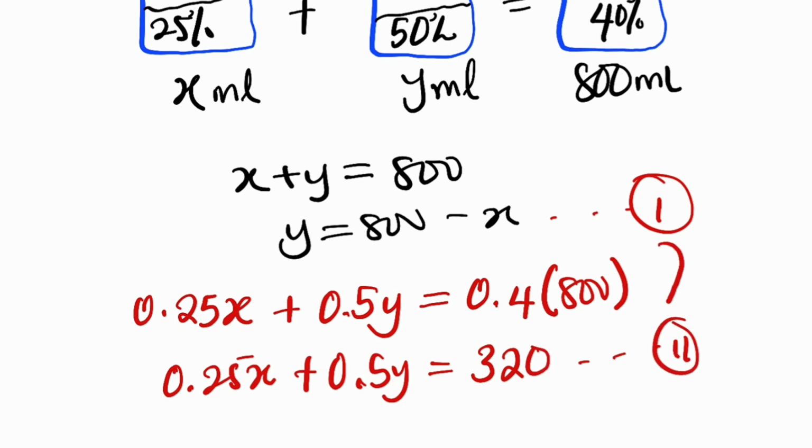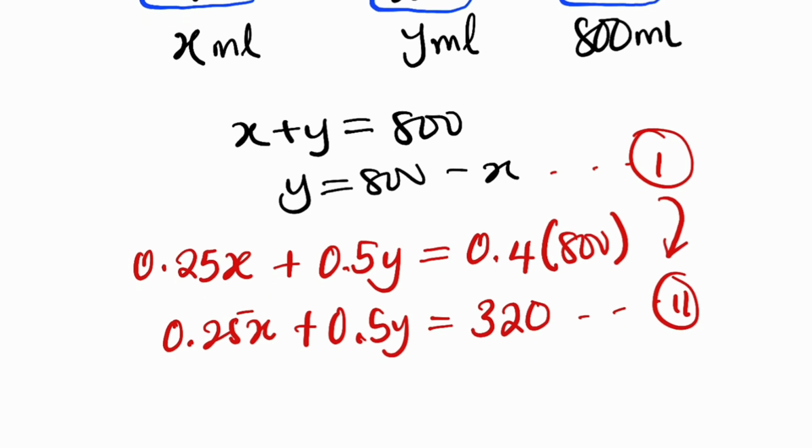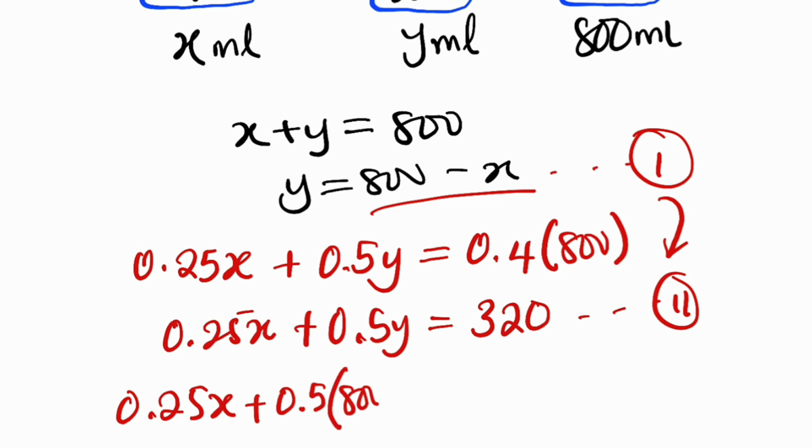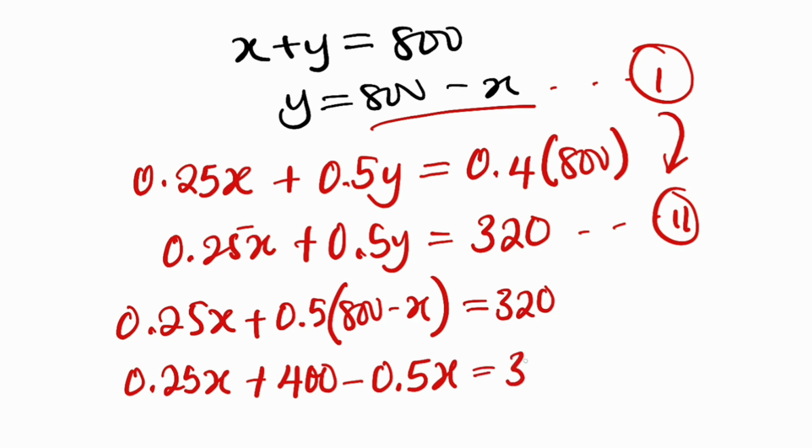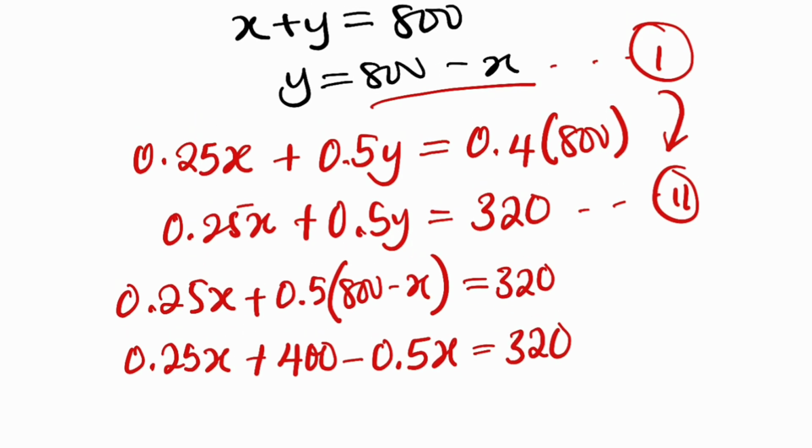Now take this first equation, plug it into the second equation. Wherever we have y, we're going to replace it with 800 minus x. So this is 0.25x plus 0.5 multiplied by (800 minus x), and this is equal to 320. All right, 0.25x plus half of 800 is 400, minus x times 0.5 is 0.5x. This is equal to 320.